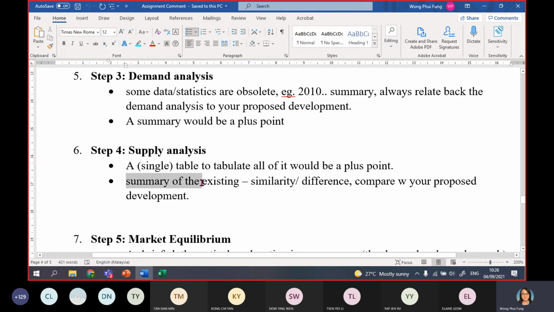And that will be what I call the summary of the existing supply. You can see it in a clear manner, the similarities, the differences, and then from that, you can compare it with your proposed development.